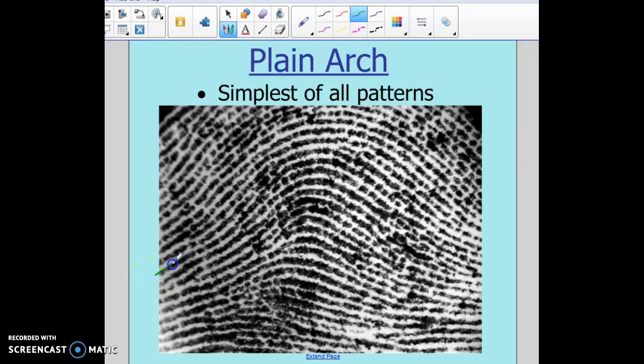They start on this side. They rise up slightly in the middle, and then they go down, they exit the opposite side of the fingerprint. That would be your definition of an arch. So they enter one side, they rise up, they exit the opposite side. That's a definition of an arch. A plain arch is the simplest pattern of all. This is what a plain arch looks like.